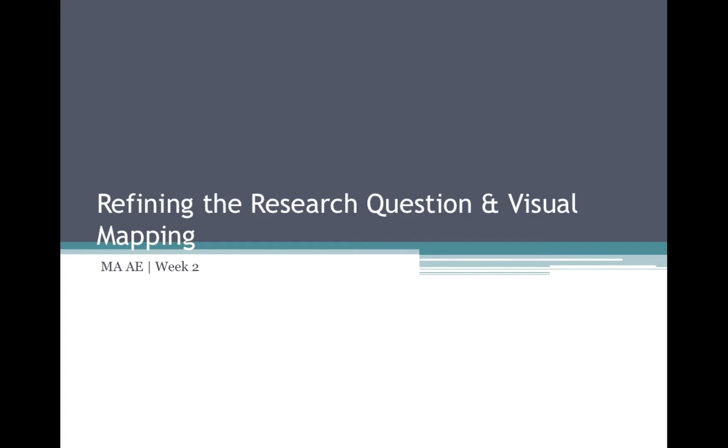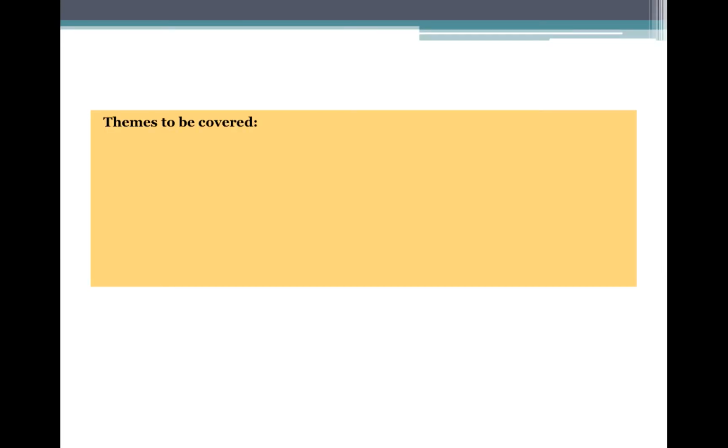This week we're going to be talking about how to refine your research question and also be doing some visual mapping exercises. More specifically, this video is going to be covering the following themes. We're going to be talking about the research question funnel. So this will just explain what are the various steps to arrive at a more specific and narrowed down research question. We're also going to be covering what is the role and purpose of a research question and how it shapes your study in the future.